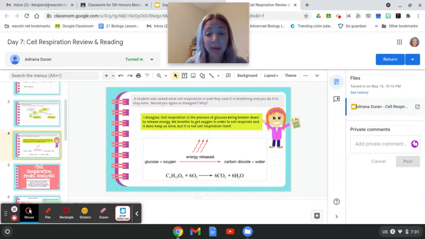So I'm going to just read hers. I disagree. Cell respiration is a process of glucose being broken down to release energy. We breathe to get oxygen in order to cell respirate, and it does keep us alive, but it is not cell respiration itself. You got it. She has the keyword releasing energy there. She's telling the differences. Yeah, you disagree. They're not the same thing, but they are related. You take in oxygen so that you can break down glucose for energy.